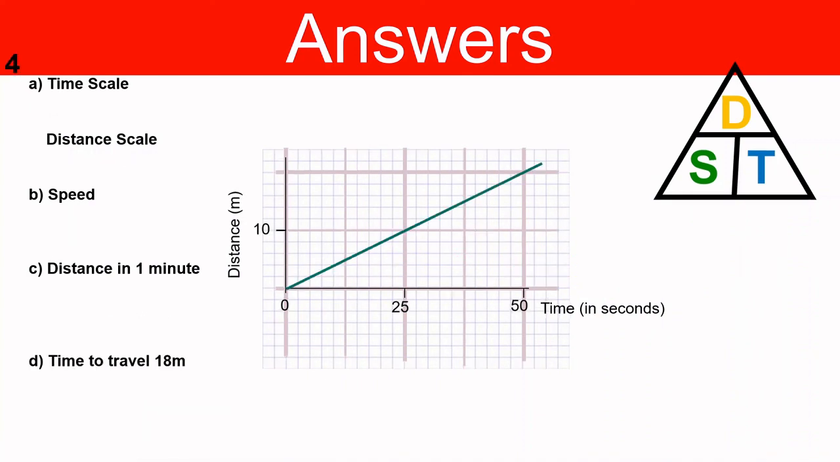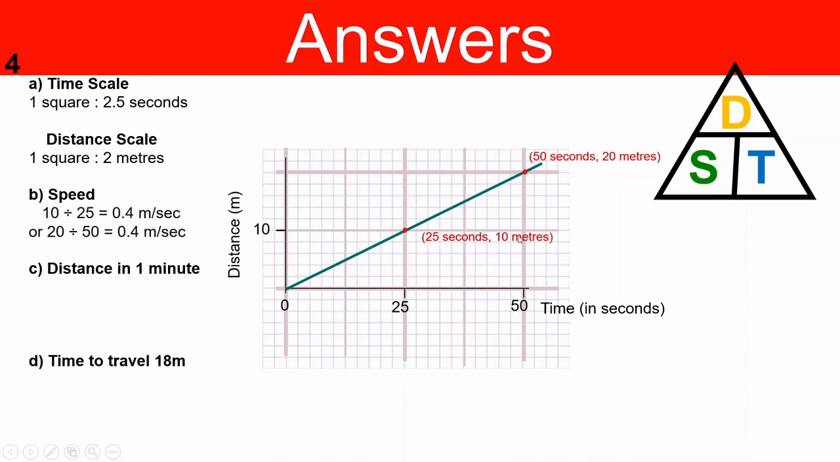For question 4, our time scale shows 1 square represents 2.5 seconds because it takes 10 squares to make 25 seconds. Our distance scale shows 1 square represents 2 meters because it took 5 squares to make 10 meters. The speed I can work out from either of these 2 points. Either way, speed is distance divided by time, so 10 divided by 25 or 20 divided by 50, and in both cases that gives me a speed of 0.4 meters per second.